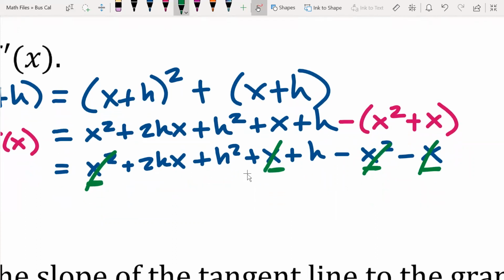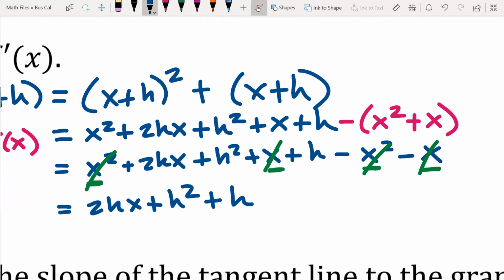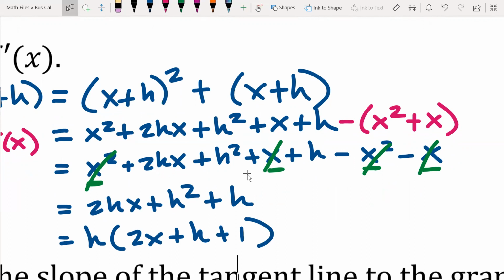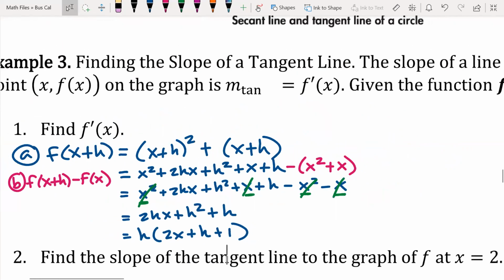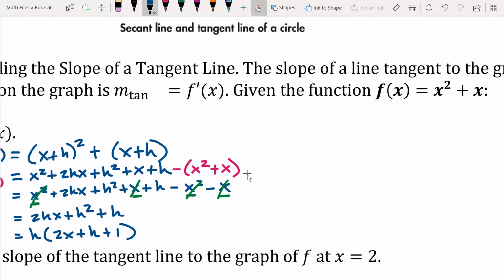And now what we're left with is 2hx plus h squared plus h. And then we're going to factor out an h. h times 2x plus h plus 1. All right, so that's going to end step 2 for us. So I cut the process down by maybe a step, which means we move on to the next step. Actually, let's just go ahead and kill this already. We're just going to make this our final step.